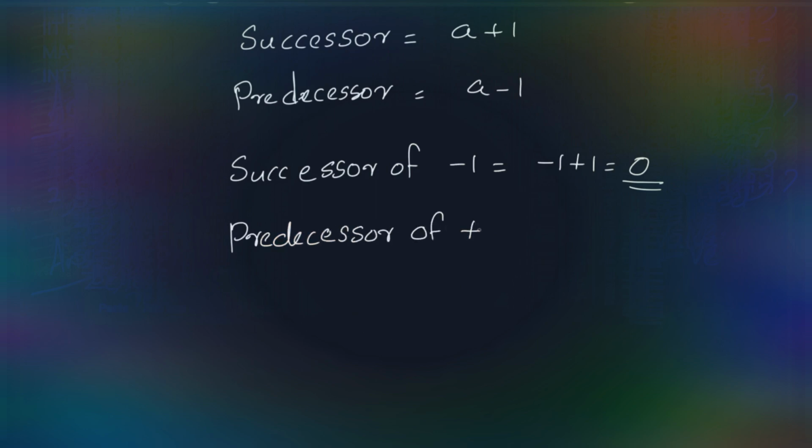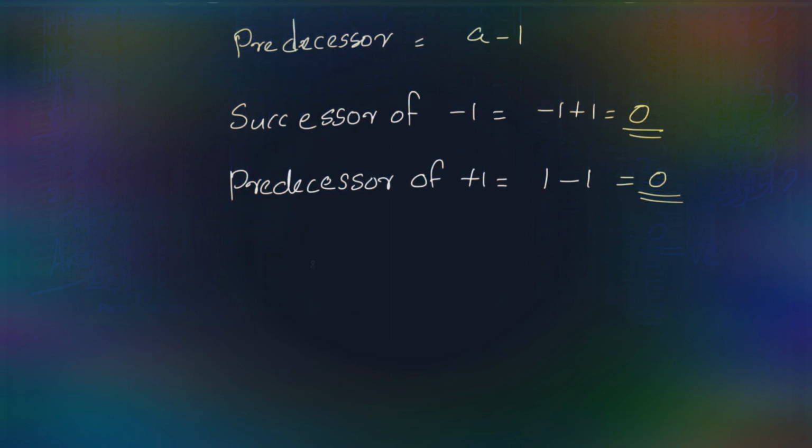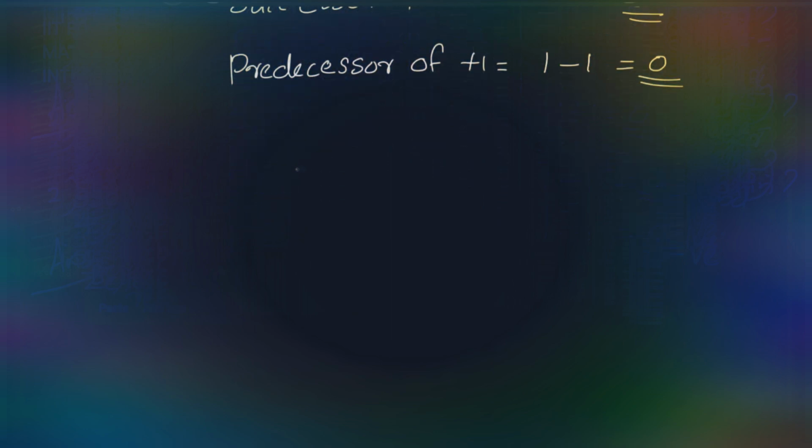Predecessor of +1 is equal to that one minus 1, which is again 0. So here we can write it on the number line as -1, 0, +1. Here 0 is the answer.